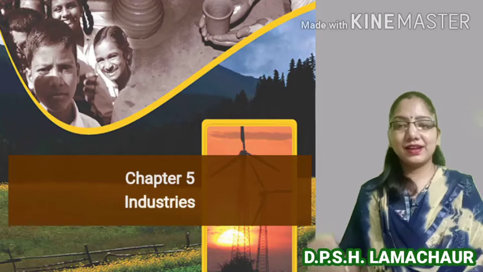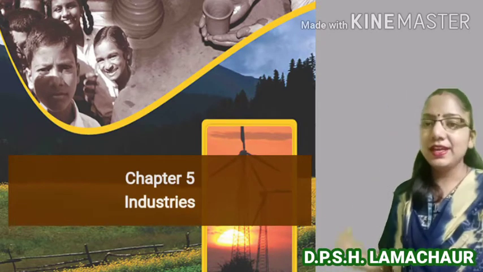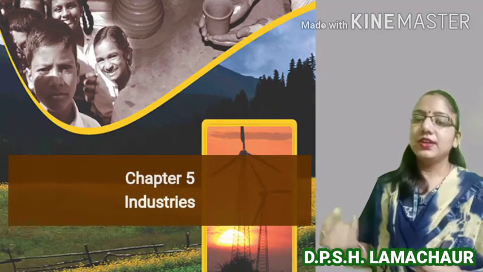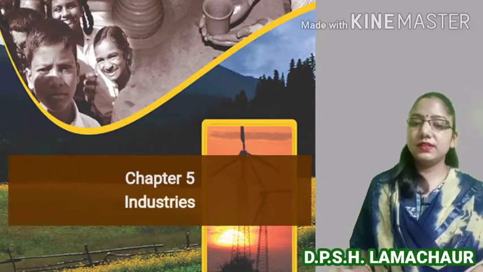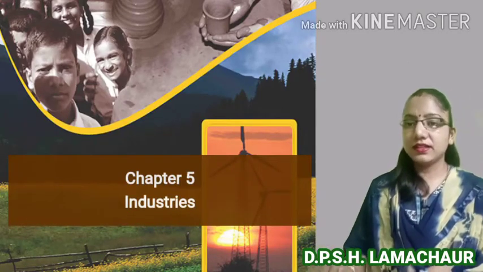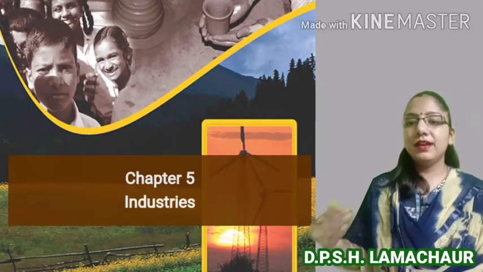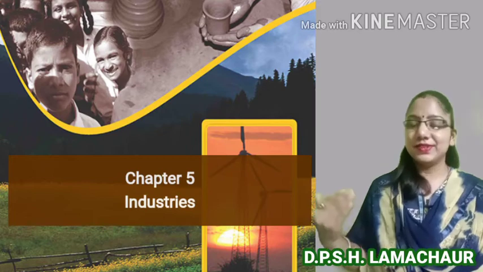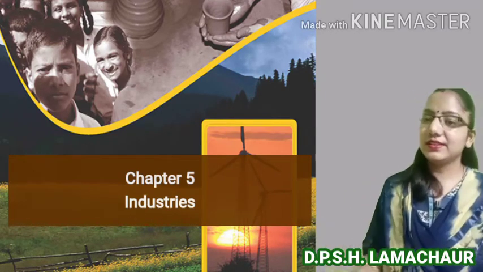Students, in the earlier video we have studied a primary activity, that is agriculture. Now today we will see two more types of activities, which are known as the secondary and the tertiary activities, and which are related to our industrial area. So today we will see our new chapter in geography, that is industries.